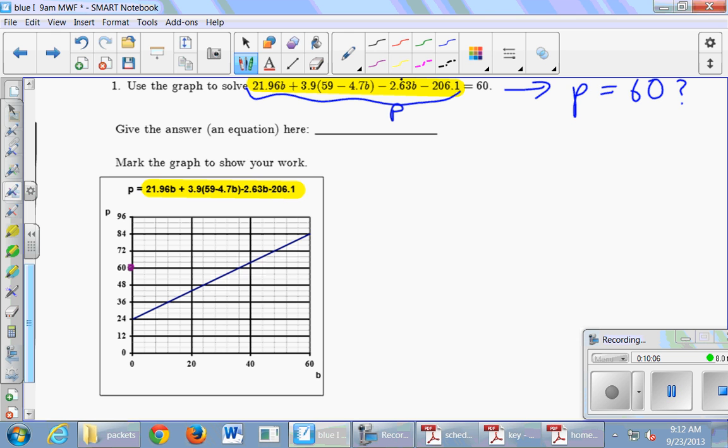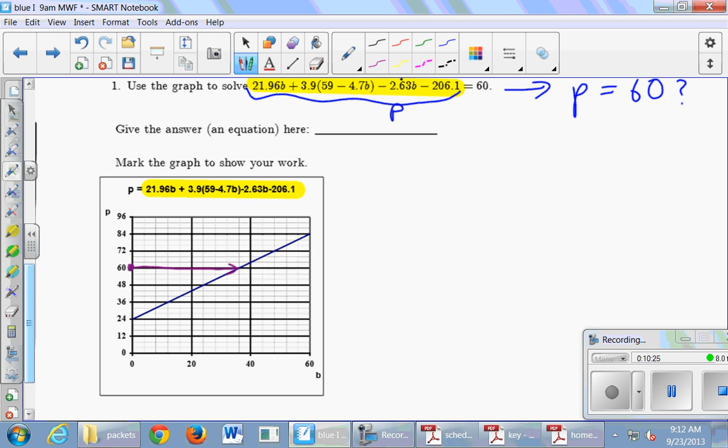And then you have to go either left or right to try to find the graph. In this case, we're going straight to the right. So go ahead and go straight to the right until you hit the graph. You can put an arrow there if it helps. So we found P equals 60. We went straight to the right until we hit the graph, that diagonal line.